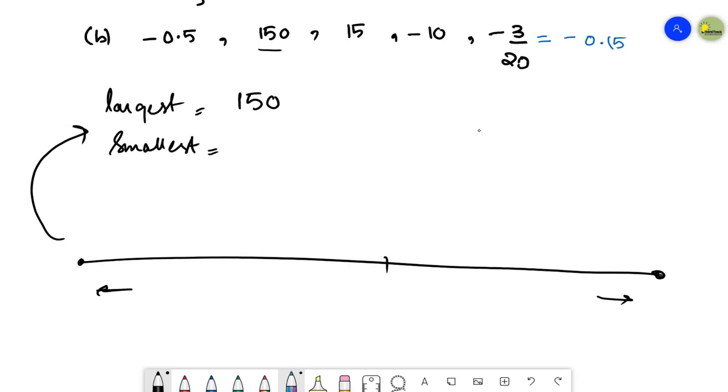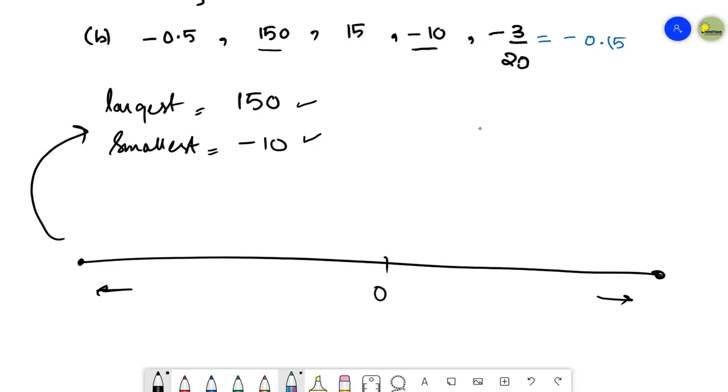Okay, let's talk about the smallest value or the negative value. The most negative value we have is minus 10. So it means we must draw a number line in such a way that we can easily plot 150 and minus 10 on our number line. We must have this much bigger number line. Okay, so let's start.